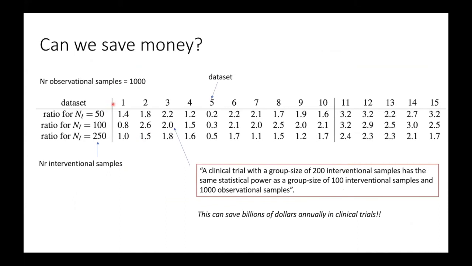Now, if you read out this problem, this is a problem with 1,000 observational data. These numbers here are different data sets that we looked at. So these samples here are the ratio between observational and interventional samples. So this is the number of interventional samples that we're using. And this number here now says that a clinical trial with a group size of 200 interventional samples has the same statistical power as a group size of 100 interventional samples and 1,000 observational samples. So you're winning a factor of 2 here by using your 1,000 observational samples. And in fact, if you turn that into numbers, I think you can actually save billions of dollars annually in these clinical trials if we start to believe these types of models.